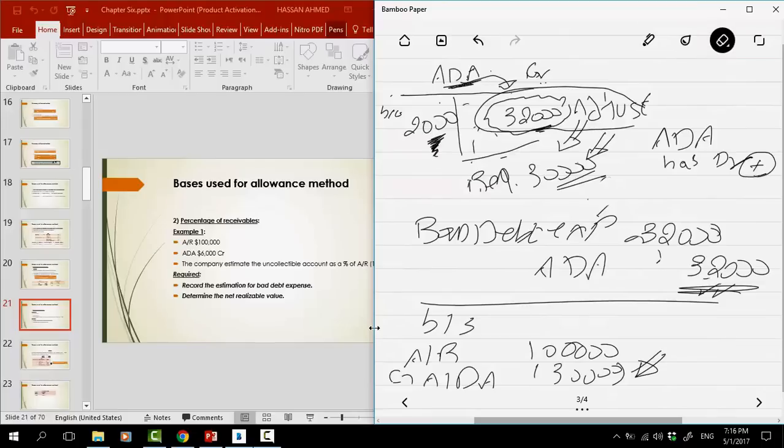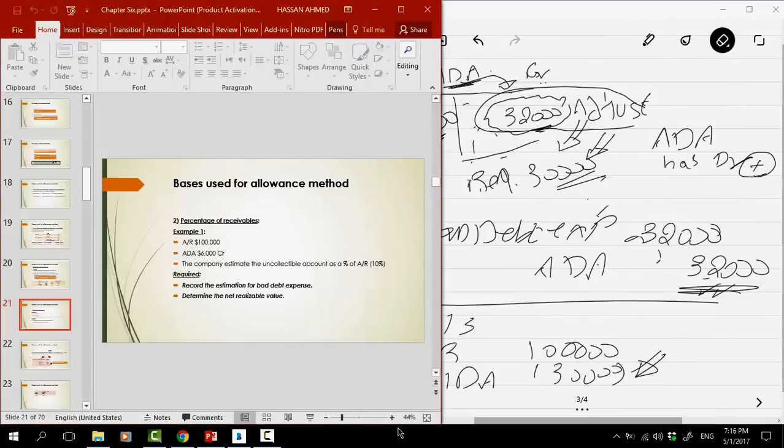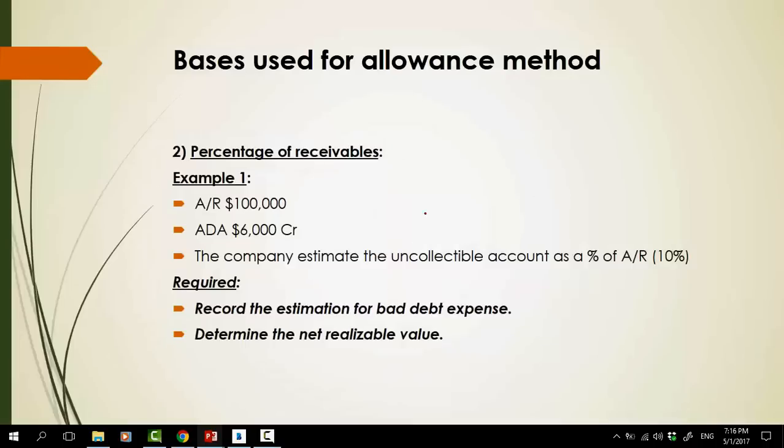Okay, suppose this example: accounts receivable $100,000, a company ADA of $6,000, and the company estimates the percentage uncollectible at 10% of the accounts receivable. Record the estimation. Okay, can you determine the amount of the estimated bad debt expense?